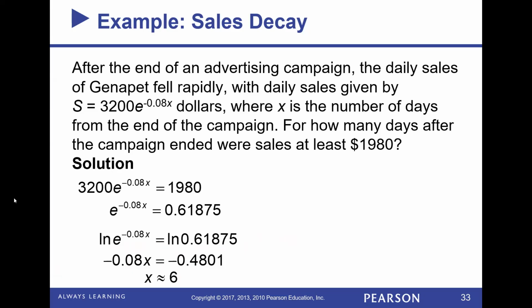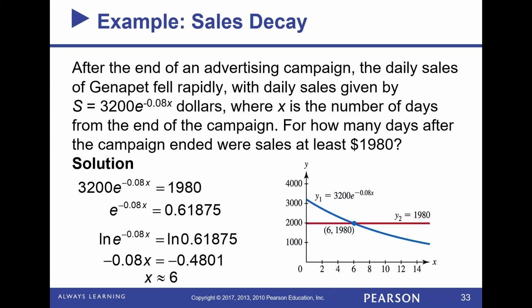Now, again, I could have also used the graphing calculator, and that would work just as well. Okay. So for how many days after the campaign ends were the sales at least 1,980? Basically, at least this amount would be about 6 days or later. So like 6 and beyond. It's going to be at least 1,980. Okay.